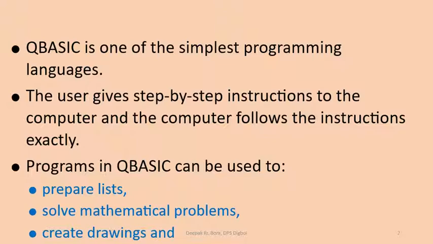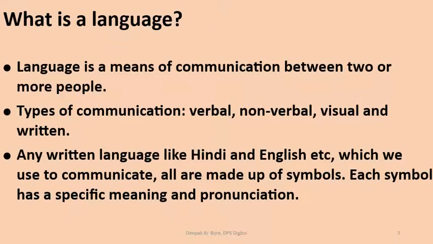So what is a language? Let us see. Language is a means of communication between two or more people. There are different types of communication. We can say verbal, non-verbal, visual and written. Any written language like Hindi and English, which we use to communicate, is made up of symbols. Each symbol has a specific meaning and pronunciation.